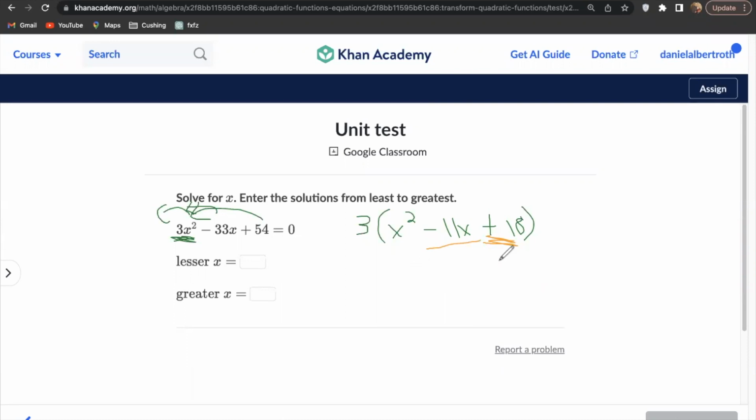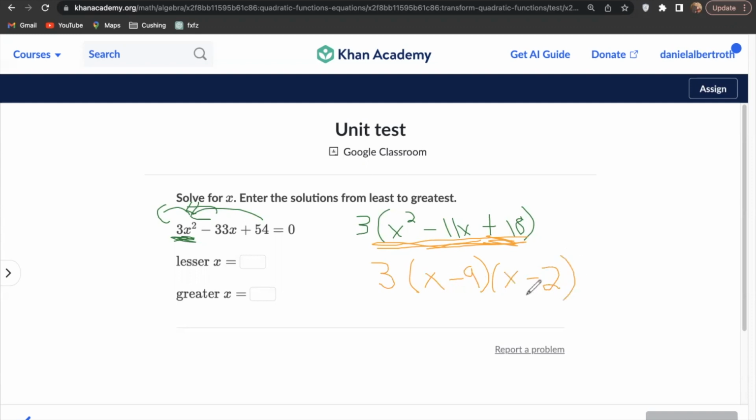So the numbers I like here are 9 and 2, and I think both should be negative. Negative 9 times negative 2 is 18, and negative 9 plus negative 2 is negative 11. So I can factor this as 3 times, and what I'm doing is rewriting everything in parentheses using the numbers 9 and 2. I can say it's x minus 9 times x minus 2.